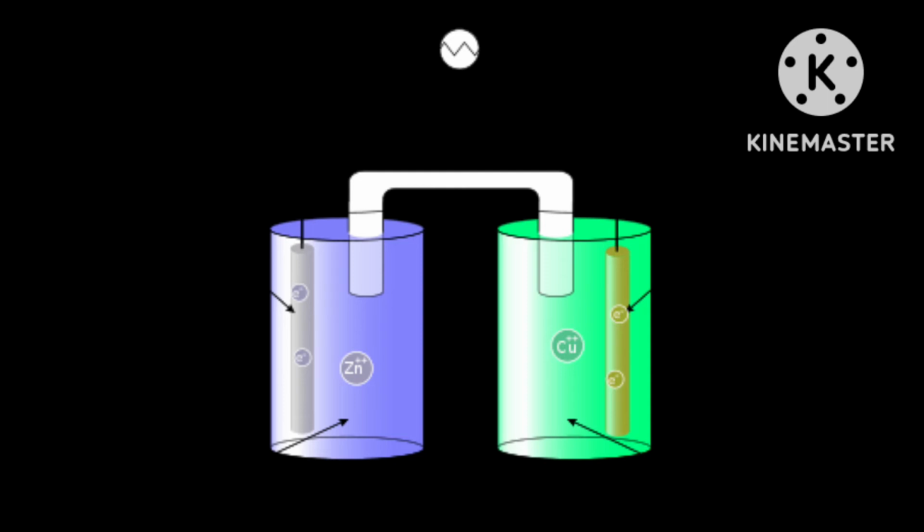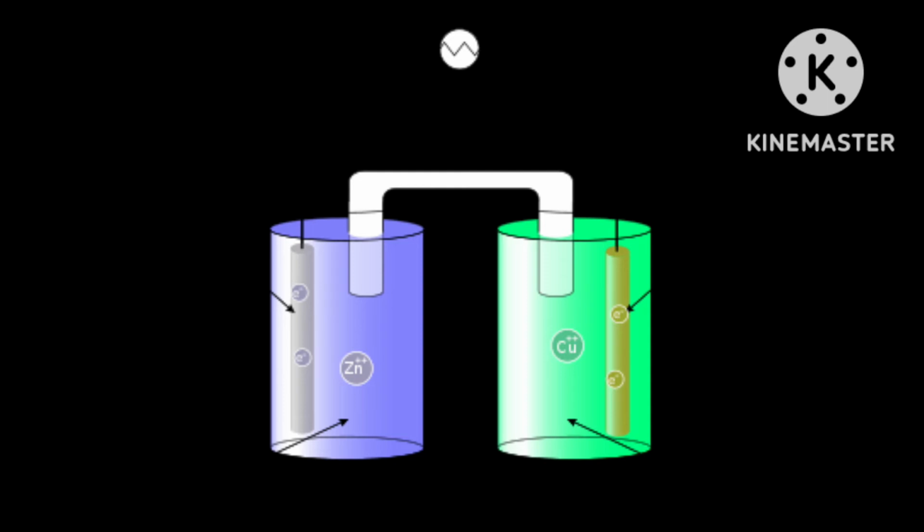Now this is just like a diagram. I will try to send it. This is the cell you formed, the Daniel cell, Daniel type cell. Zn in ZnSO4 is one rod, and copper in copper sulfate is the other rod.